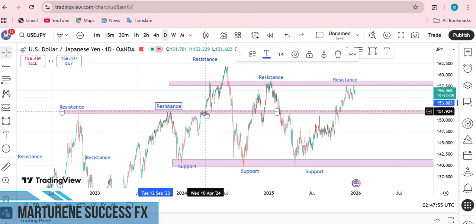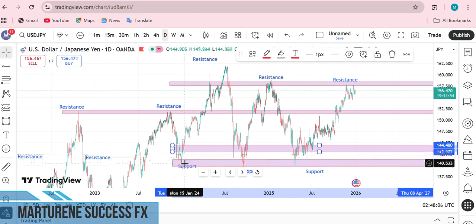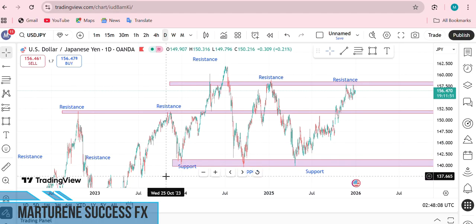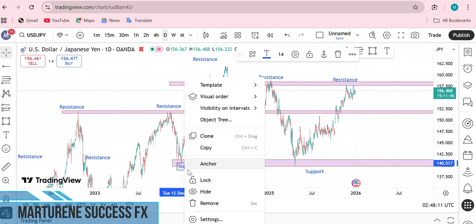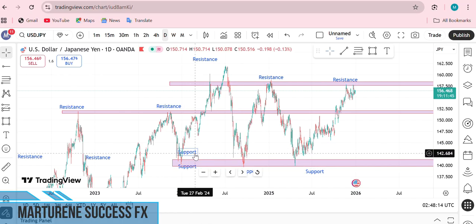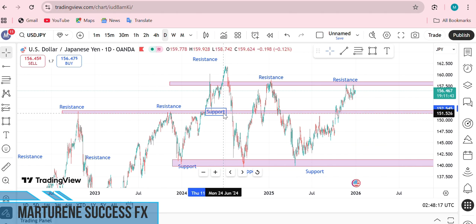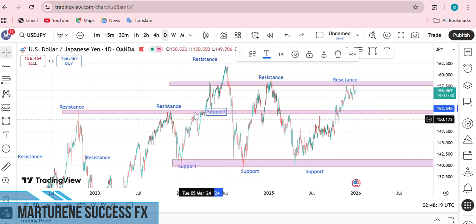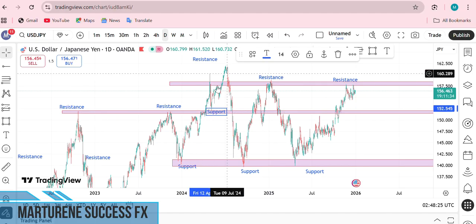So, for example, here we have this resistance, okay. But looking at the third touch here, it broke past and went up, and on coming back, this point here acted now as a support. When it came back and touched the line, it acted as a support. So when the market already went up, this line now became a support.